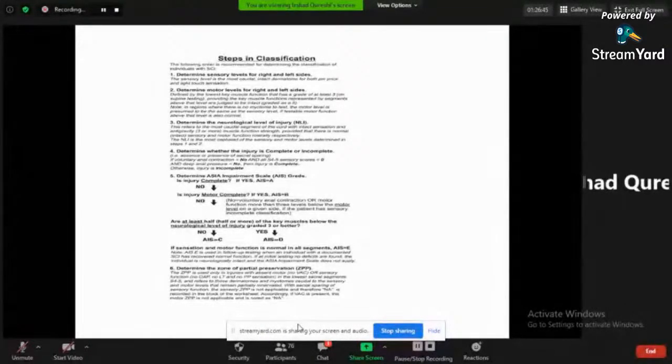The same considerations are there: more than half of the key muscles having a muscle power of 3 or more. The same thing is there. The only change is in point 6, that is the definition of zone of partial preservation. This has been incorporated in the revision of 2019.